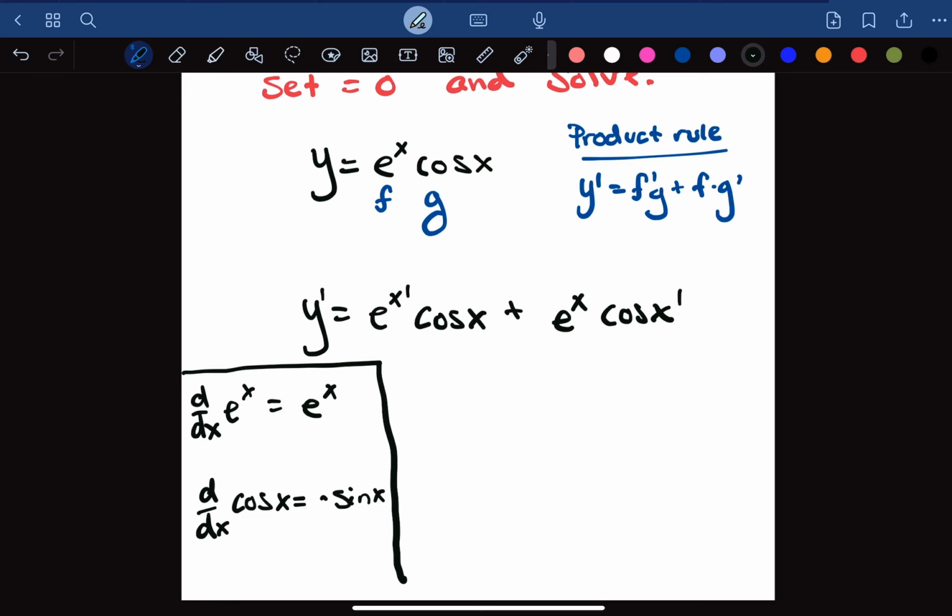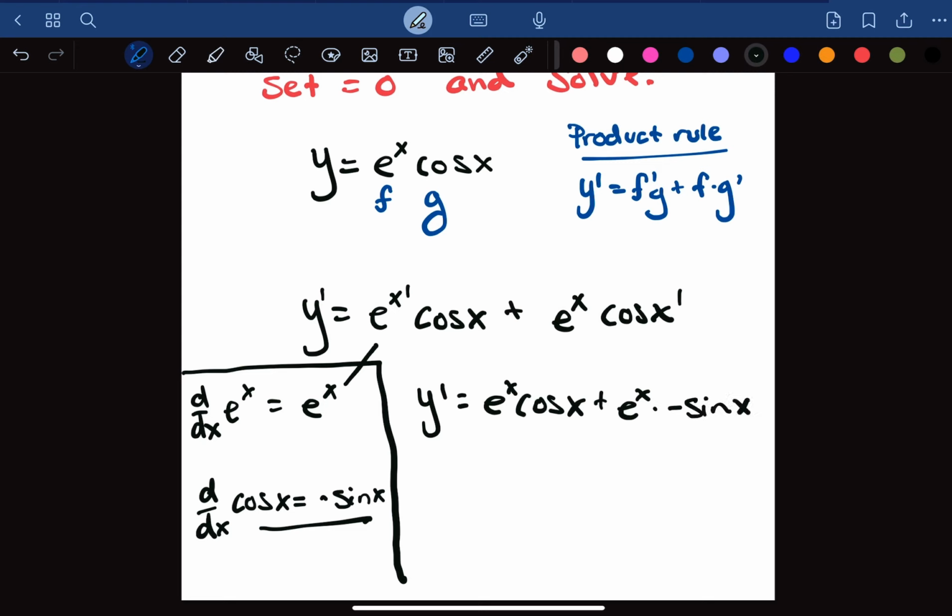So now I can plug that in, and I have my y prime is equal to e to the x cosine x, because I took the derivative of e to the x, which is e to the x, times my cosine x. Nothing changes for the second part of the equation. And then adding e to the x times the derivative of cosine x, which is negative sine x. I'm going to rewrite that as y prime is equal to e to the x cosine x minus e to the x sine x.